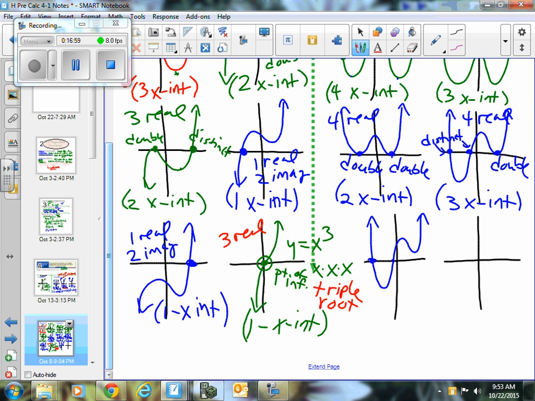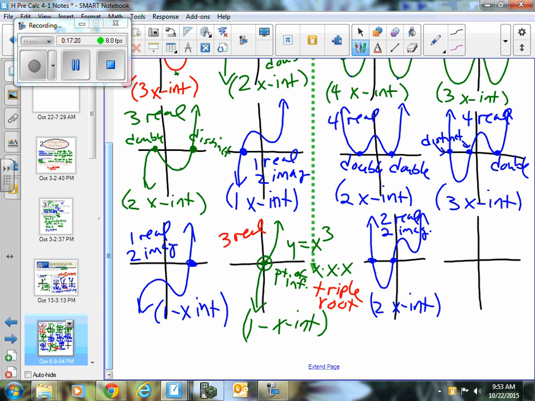So it's crossing in 2 places. So we have 2 x-intercepts, and that's it. So that means there would be 2 real solutions and 2 imaginary. And those 2 real would be distinct. They are in different locations. So 2 distinct, 2 imaginary. So you can definitely do that. You can definitely have that.